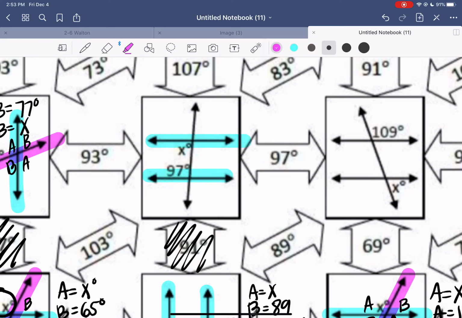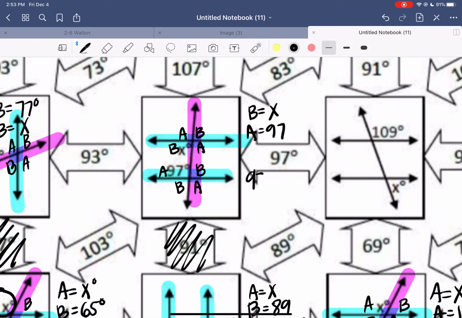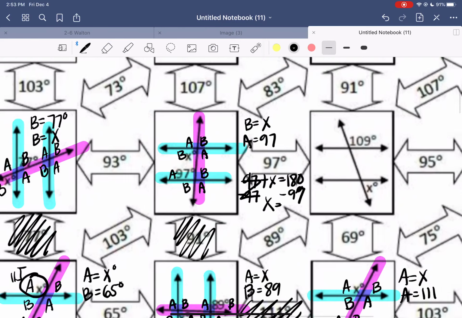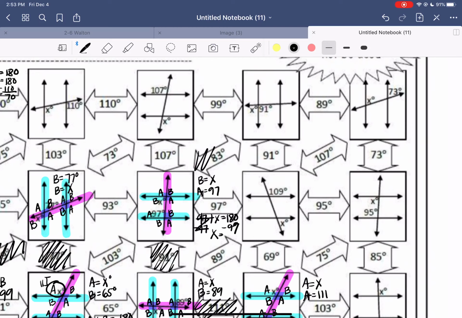Two parallels cut by that transversal, so we get AB, AB, AB, AB. So we're having a B equals X and an A equals 97. So we're going to have to do 97 plus X equals 180. Subtract 97, subtract 97. Then we get X equals 83.